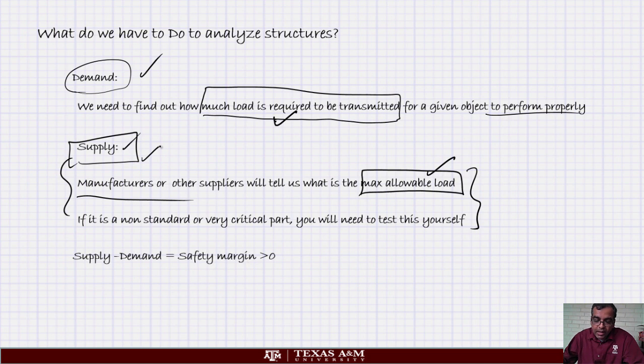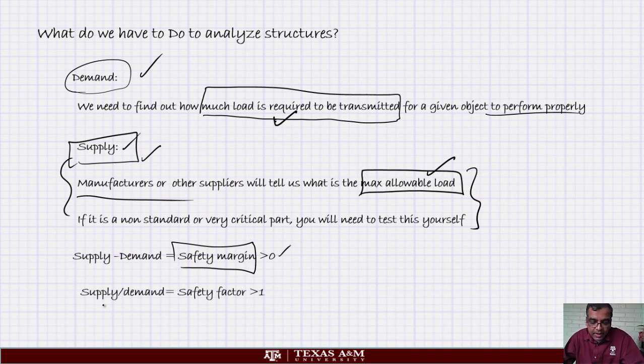Okay. And then the difference between supply and demand is called safety margin. How much do you have left? And that had better be greater than 0. The other way to look at it is supply divided by demand is called safety factor. So when people refer to factor of safety, they are talking about the ratio between supply and demand. If they are talking about safety margin, they are talking about supply minus demand. So safety factor is a non-dimensional number; safety margin is not. Okay, that's the whole idea.